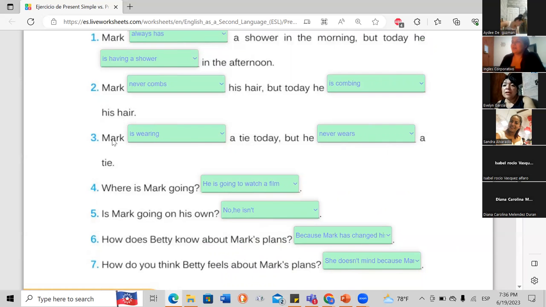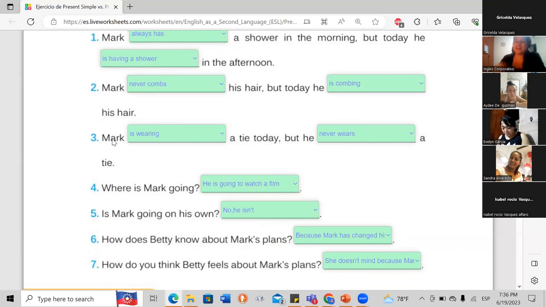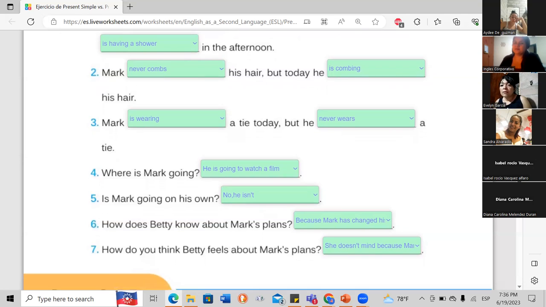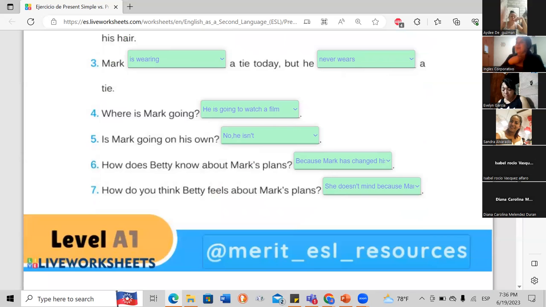Who wants to be volunteer for number three? Raise your hands. Bueno, Griselda, okay. Mark is wearing a tie today, but he never wears a tie. Okay, good job. What is the meaning of tie? Corbata. Corbata, okay, and wearing? Usar, usando. When he's wearing a tie, okay, good job.